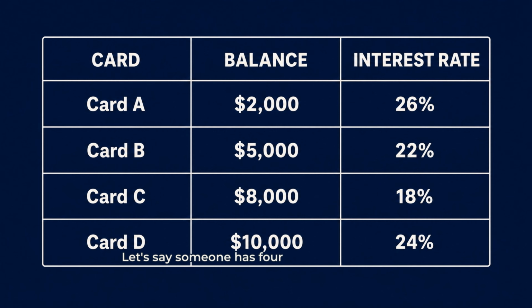Let's say someone has 4 credit card balances. Card A, $2,000 balance with a 26% interest rate. Card B, $5,000 balance with a 22% interest rate. Card C, $8,000 balance with an 18% interest rate. Card D, $10,000 balance with a 24% interest rate. They can put $600 per month total toward these debts. That includes their minimum payments, plus the extra money they can contribute.